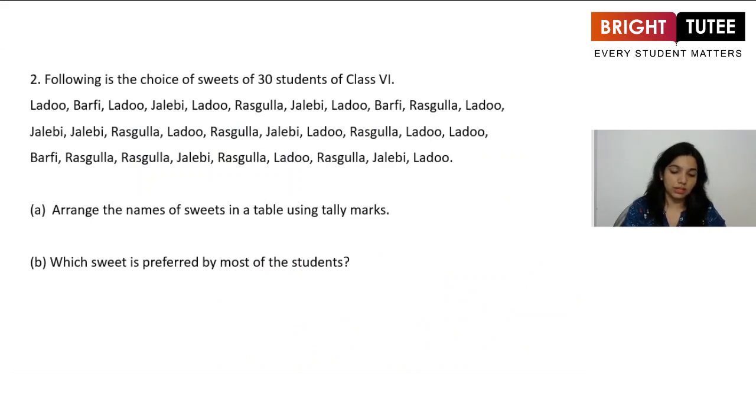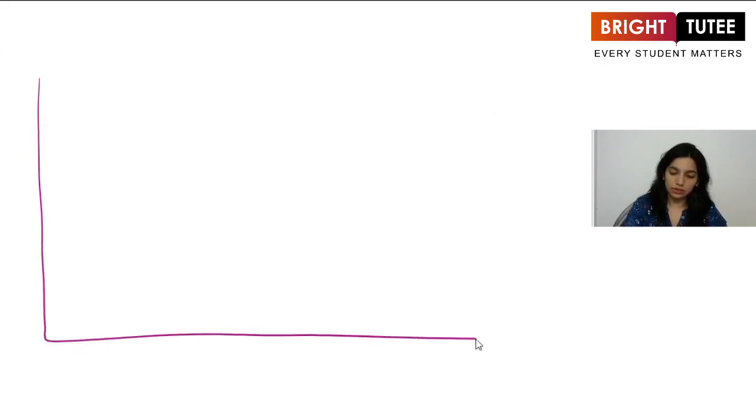It says that following is the choice of sweets by 30 students in a class 6. So it's laddu barfi, laddu jalebi, laddu rasgulla jalebi, laddu rasgulla jalebi. So you see how many times we are just repeating the same thing. So what do we need to do? We need to arrange these sweets in a tally table. So let us make a tally table here. This is a rough tally table that I'm making.